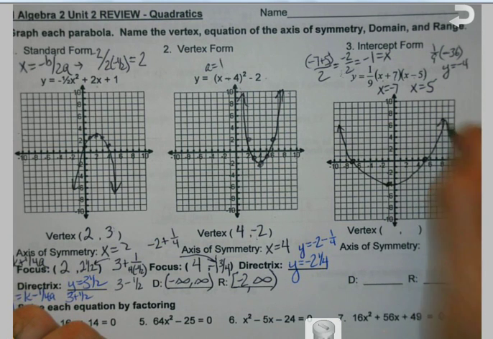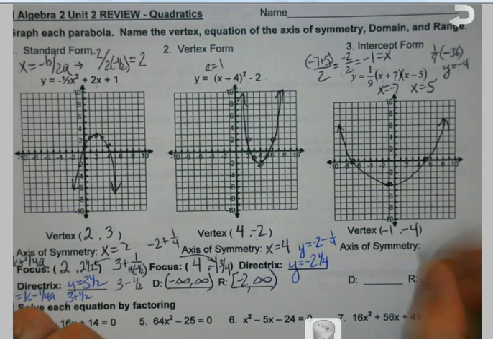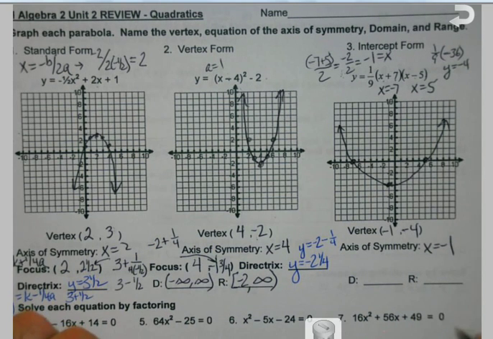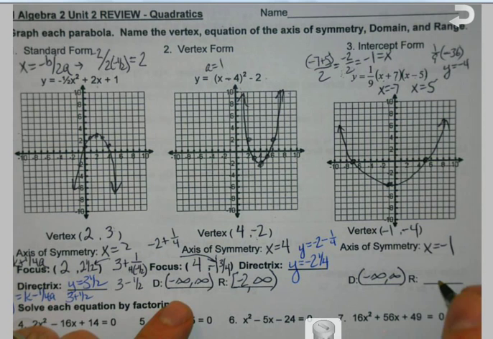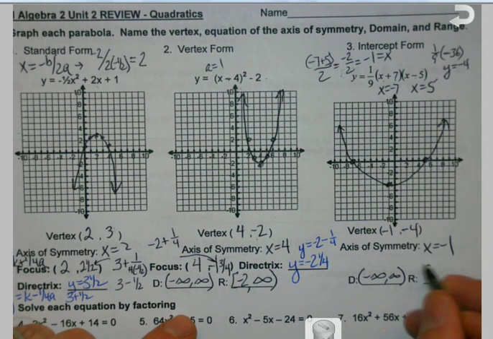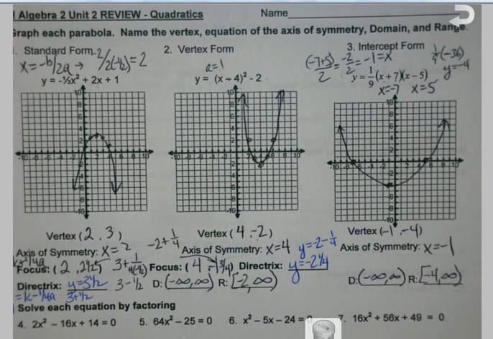Get my parabola in there. -1, -4. My axis is still my x value. My domain is going to continue to be negative infinity to infinity. And my range, again, bottom to top. Bottom to top. And again, I'm using the bracket because that value is included within my solution for this one.